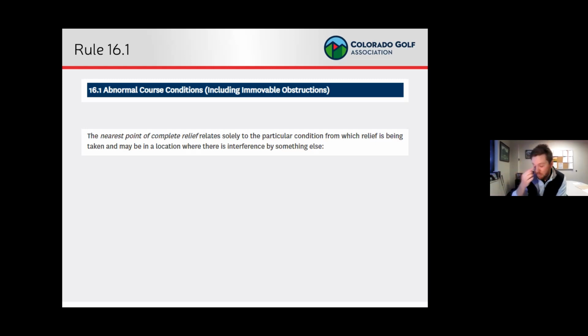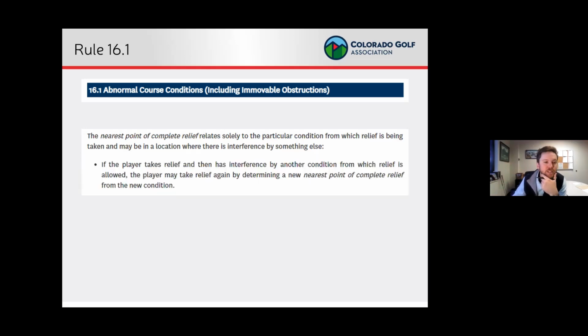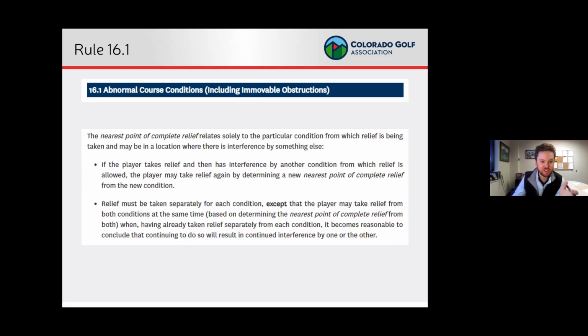There could be an instance where you maybe ping pong because there's two. We don't really get into that, but again, you're taking relief from the obstruction or abnormal course condition in question here. If the player takes relief and then has interference by another condition, so I guess we do get into the ping pong here, from which relief is allowed, the player may take relief by determining a new nearest point of relief for that new condition. So you've dropped the ball, ball's in play, new situation, we've got temporary water, take relief from the temporary water. It says relief must be taken separately for each condition. So cart path once, temporary water next, except a player may take relief from both conditions at the same time based on determining the nearest point of complete relief from both.